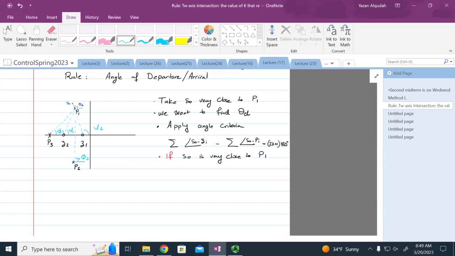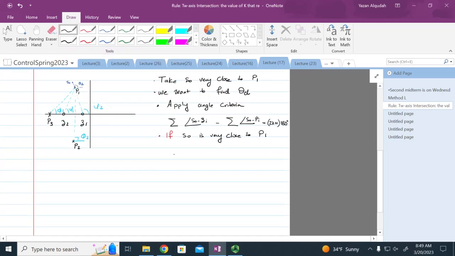I'm assuming S0 is so close to P1 that really the angles are the same. There's not much difference between them. So therefore, for S0 to be on the root locus, I'm going to have to take the summation of the angles from the zeros, which are psi 1 and psi 2, subtract all the angles from the poles, which are phi 1, phi 2, and theta departure, and this must be an odd multiple of 180 degrees. Does that make sense?